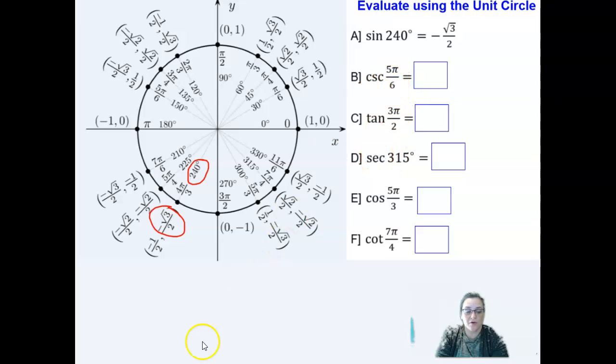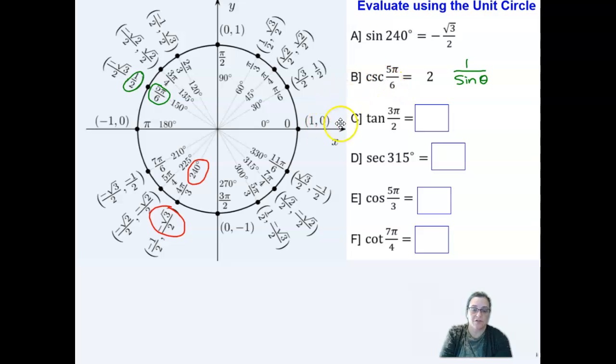To find the cosecant of 5 pi over 6, we need to use the reciprocal identity. Cosecant is the reciprocal of the sine. At 5 pi over 6, that's in quadrant 2, the sine is the y coordinate, which is 1/2, and the reciprocal of 1/2 is 2. So the cosecant of 5 pi over 6 is equal to 2.